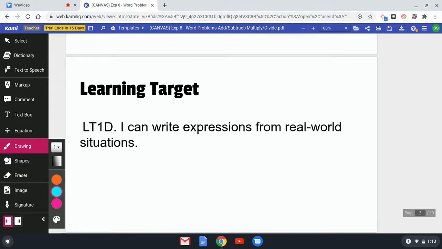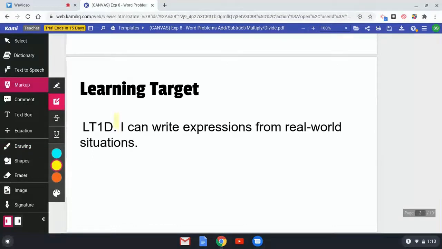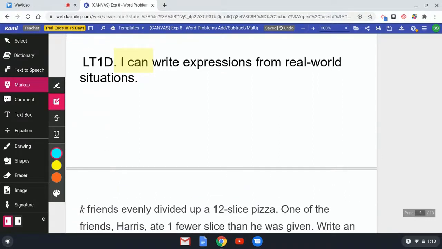All right, last learning target for Mrs. Smith in this section. Here we go. Let's read it together. Start at I can. Ready? Go. I can write expressions from real world situations. And you guys have been doing so awesome at this. We've had 3 lessons now, and we're going to put it all together today.